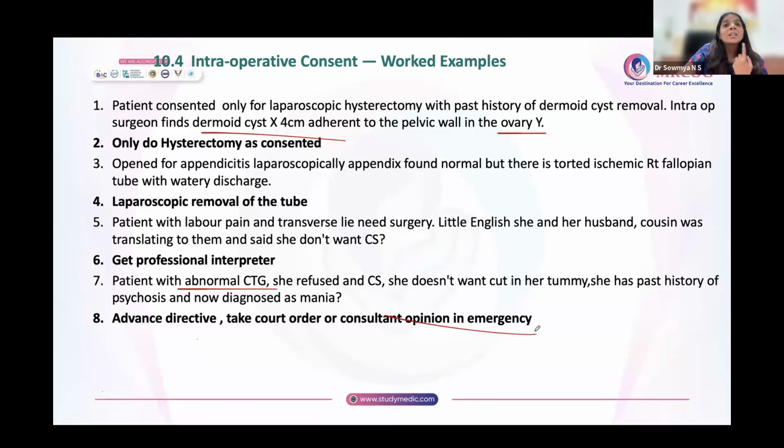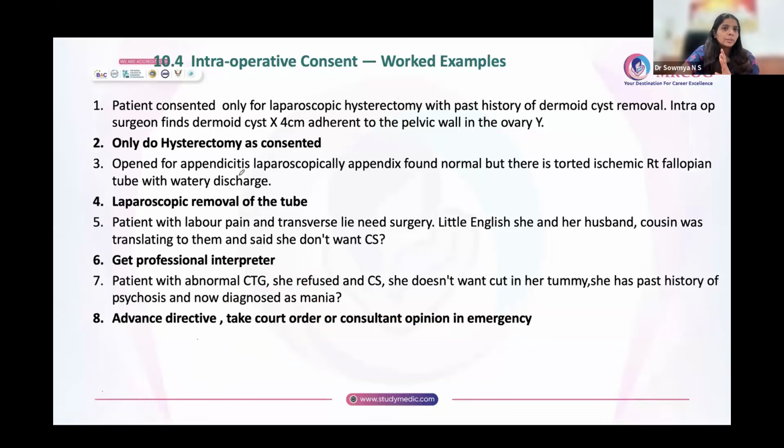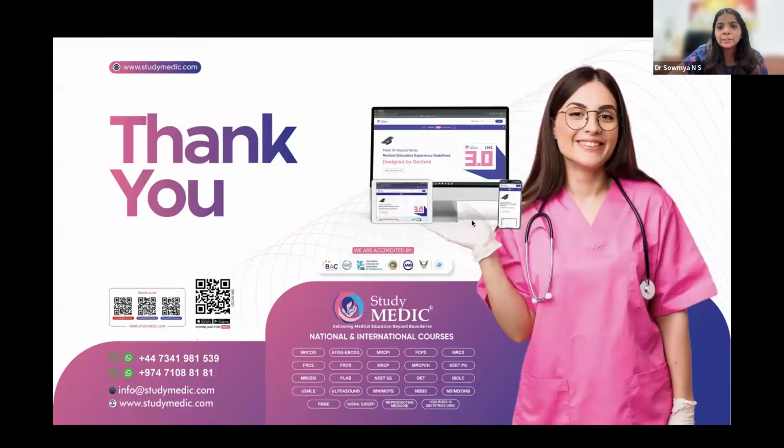You proceed with a two consultant opinion. If it is a normal CTG, and you have time before she comes into labor, you can take the court order. Clear, guys? Can I get any reaction? Because I know these scenarios you would be a little worried. Are we clear? Fine. That finishes the clinical governance part.